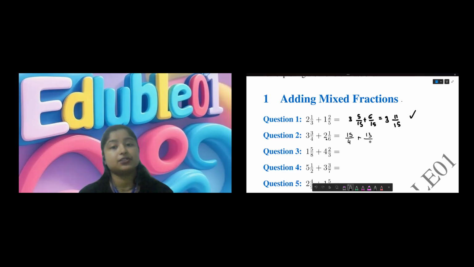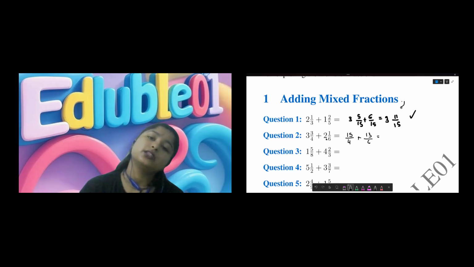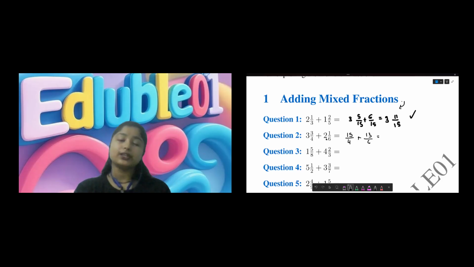Again, the denominator is different, so what you can do, you can just solve it. I find this method much easier, because here the numbers are smaller and the chances of wrong calculation are very less, right? So I feel this way is more useful or easy, but it completely depends upon you which way you like. Now you just need to solve and find out the answer.